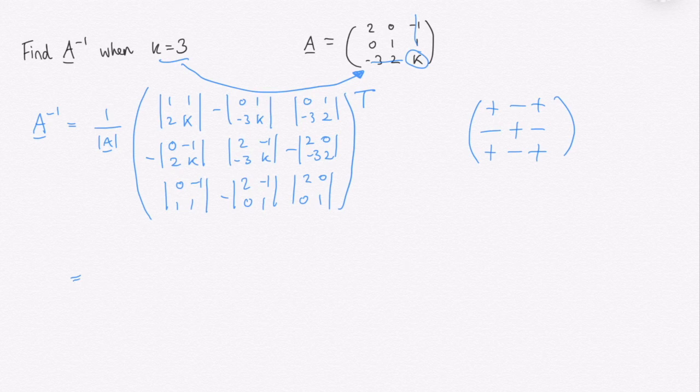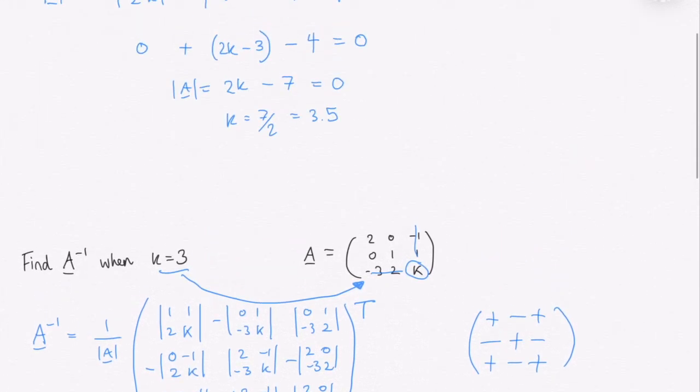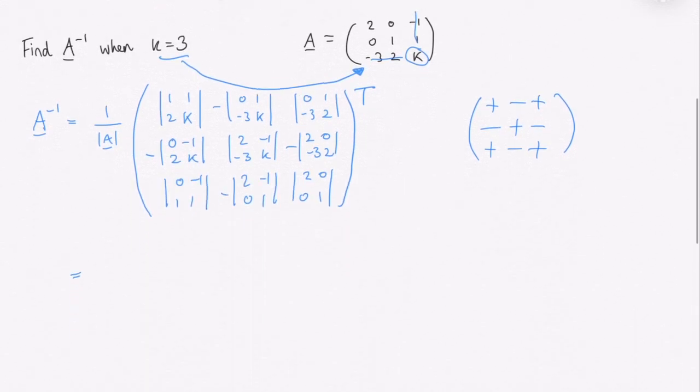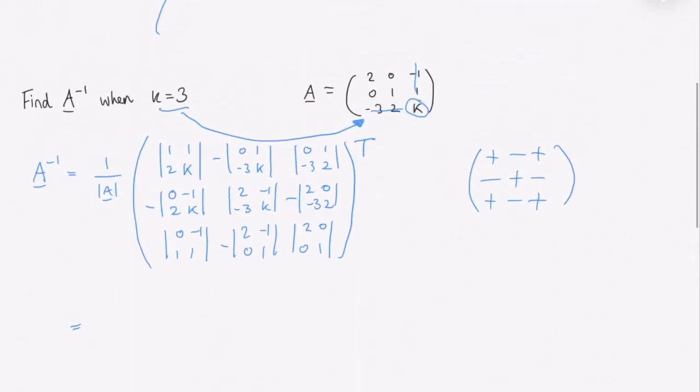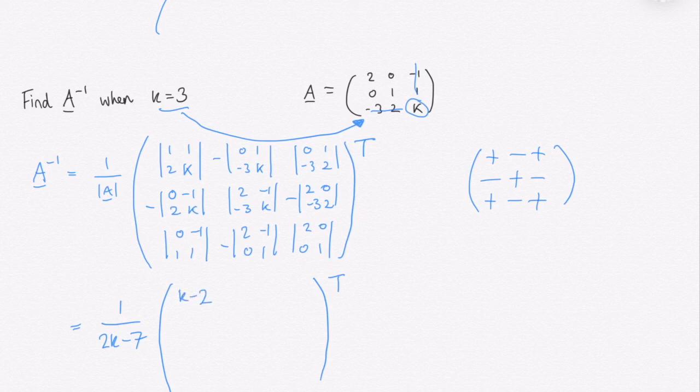Well, the determinant of A, actually we found this before. The determinant of A is 2k minus 7. So we know this is 1 over 2k minus 7. And now we're just going to calculate these determinants and then transpose. So the first one is 1 times k minus 2 times 1. So there's k minus 2. The next one is 0 times k, which is 0. Subtract 1 times negative 3, which is positive 3. Then multiply that by negative 1, which gives us negative 3.